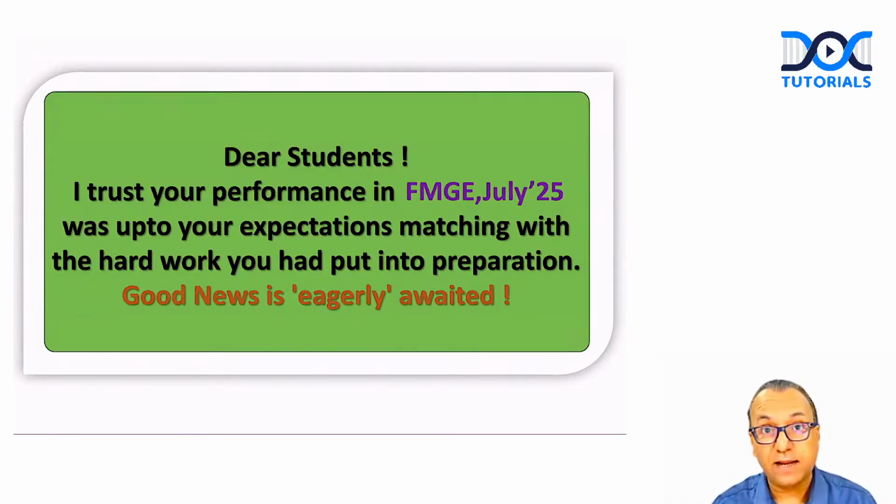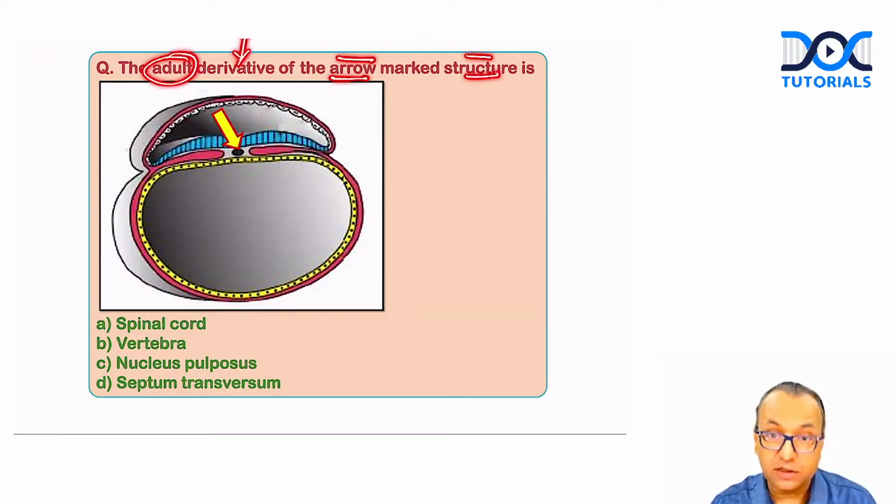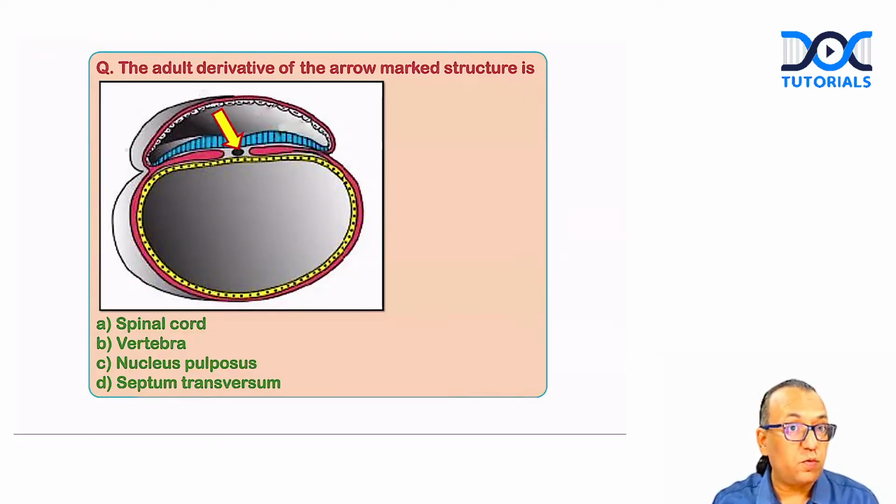Now, the very first question which we are looking at is, they are asking for the adult derivative of the arrow marked structure. So what do you think could be the answer? Because some of you might have seen this question. And let me just look at the chat. So the adult derivative of the arrow marked structure. So where is the arrow mark? It is here. This is called the notochord or the axial mesoderm.